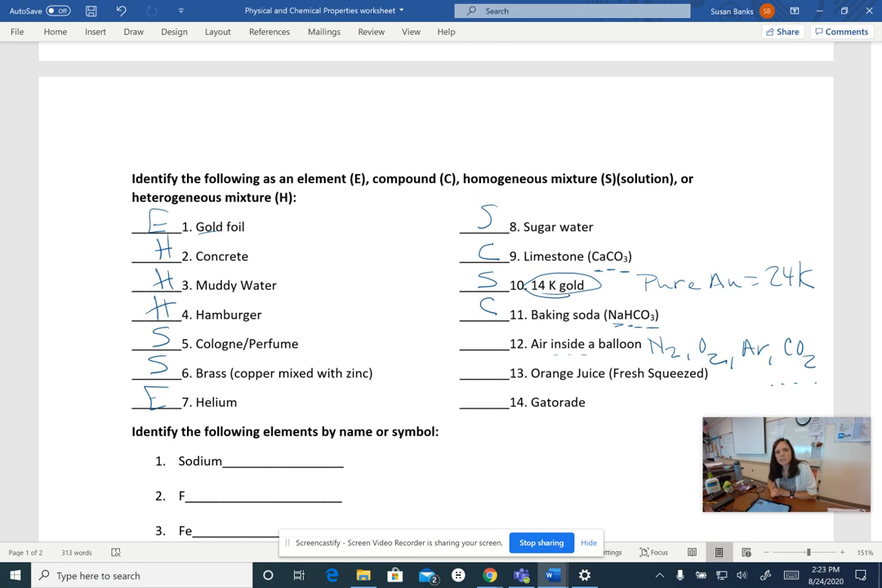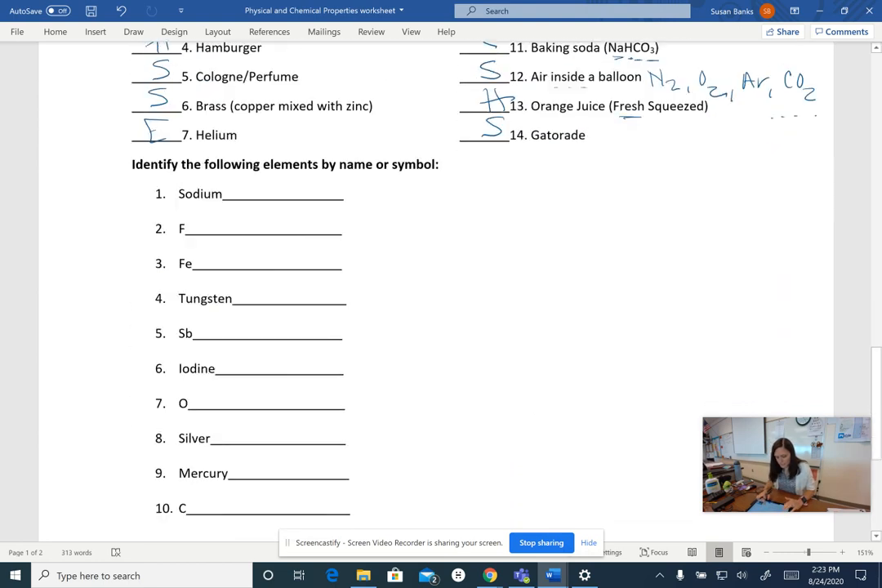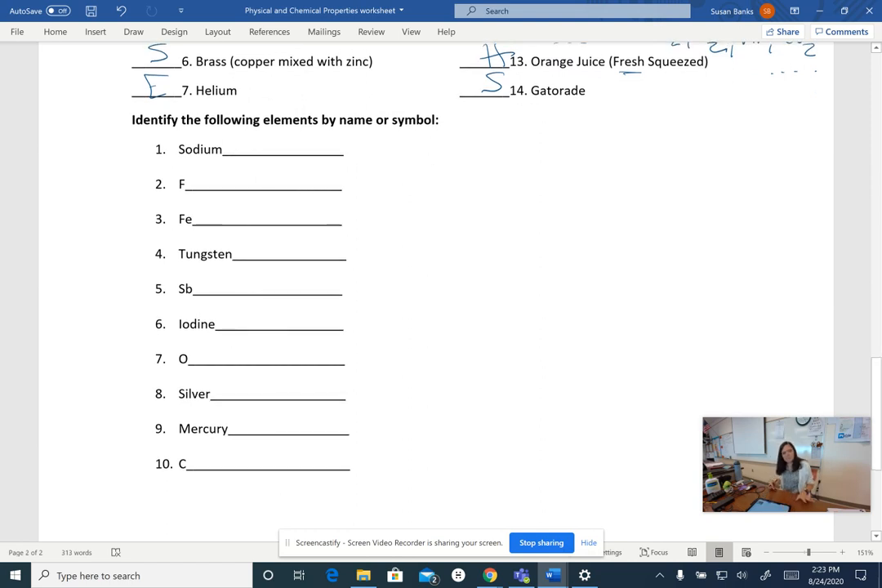Could you imagine if they weren't and you walked across the hall into the pocket of nitrogen? You wouldn't be able to breathe. You'd suffocate. It's a good thing it's a solution. All right, orange juice, fresh squeezed. If you've ever had fresh squeezed orange juice, you know you've got the juice, you've got the pulp, it's kind of chunky. That definitely is not a smooth mixture. It's a heterogeneous mixture. Gatorade, though, on the other hand, is uniform. So Gatorade is a solution. How'd you do?